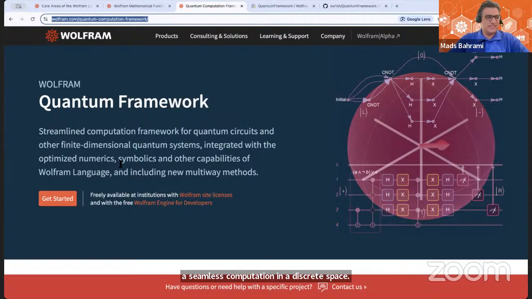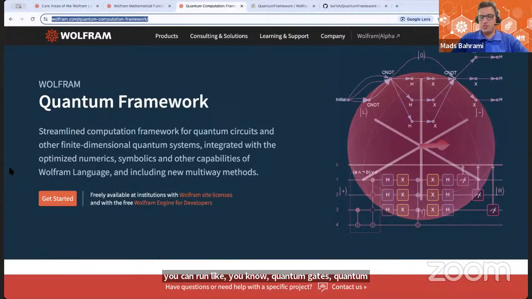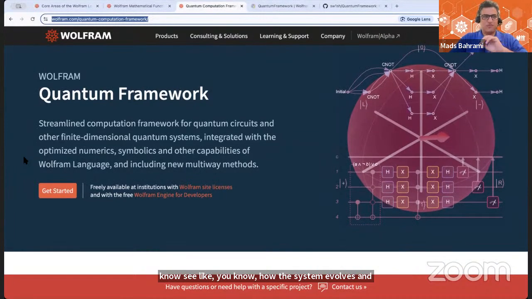Practically, I can safely claim that any quantum computation you have seen in the literature or your textbook, in a finite dimensional space, is doable in the Wolfram quantum framework. So you can run quantum gates and quantum algorithms and see the result, or you can set your Hamiltonian, evolve the system, and see how the system evolves and the corresponding quantum probabilities. That's the story of our quantum framework.